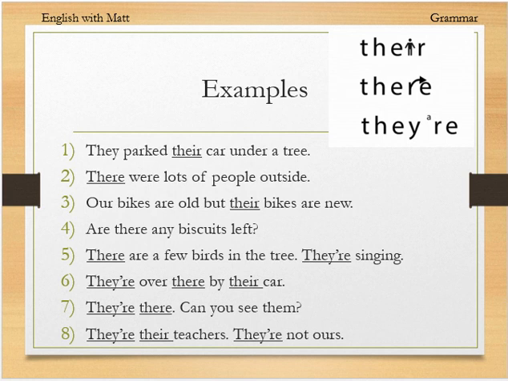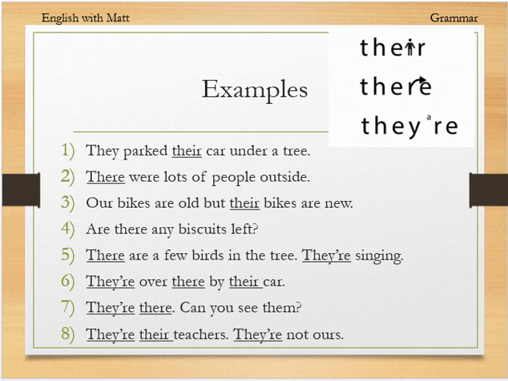But then we get to slightly trickier ones, 5, 6, 7, and 8, where we can use multiple. There are a few birds in the tree. They are singing. They are over there by their car. They are there. Can you see them? And then finally, number 8, they are their teachers. They are not ours. So you can also have multiple sentences in English where you use more than one.